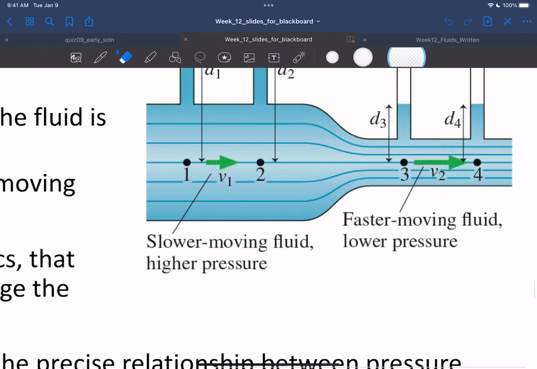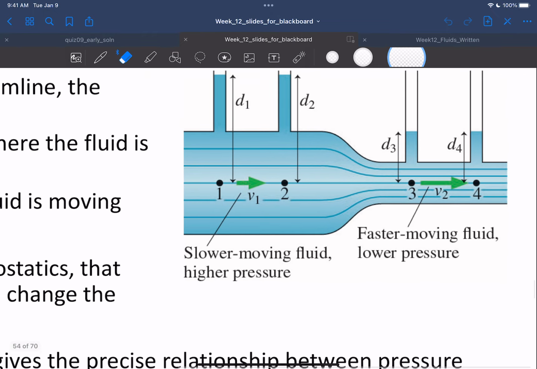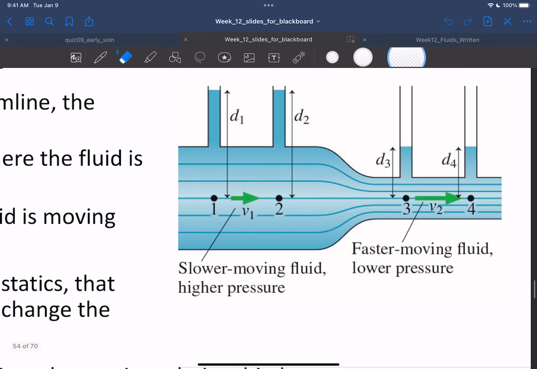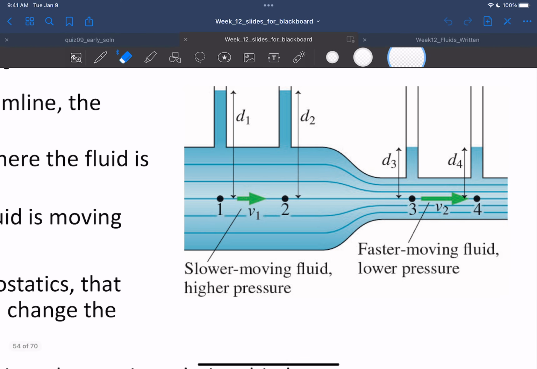So this is what I want to get to. It's called the Venturi effect. And so basically what's going on here is that this point and this point, for example, they're at the same height, right? This is the same height here as it is there, right?